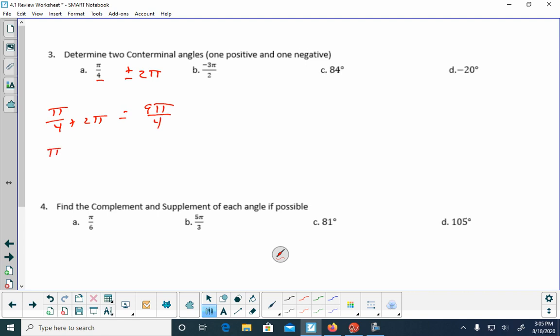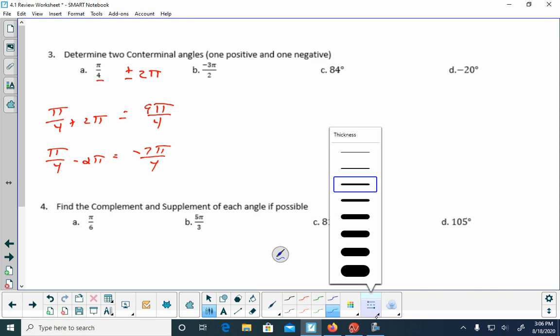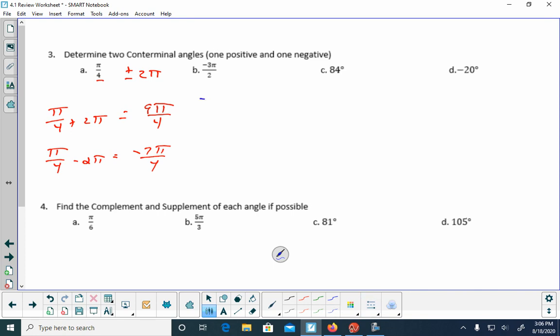And then I'm going to take pi over 4, and now I'm going to go clockwise, so I'm going to subtract 2 pi. When I do that, I get negative 7 pi over 4. So I have one positive, one negative, so that question's done. For B, I have negative 3 pi over 2, so I'm going to add 2 pi, and when I do that, I get a positive pi over 2. Negative 3 pi over 2 minus 2 pi gives me a negative 7 pi over 2.